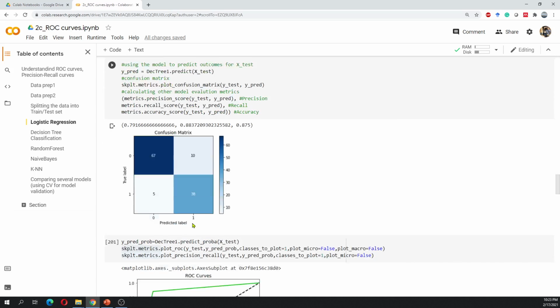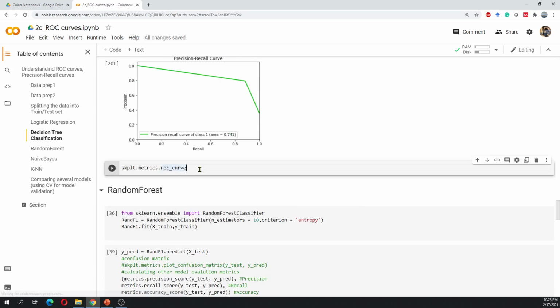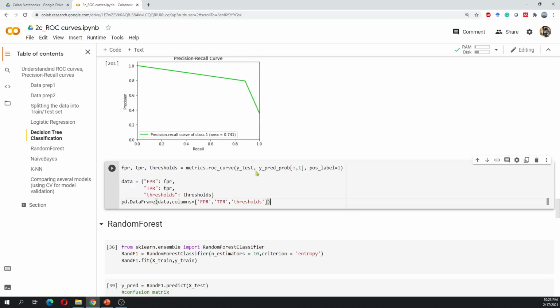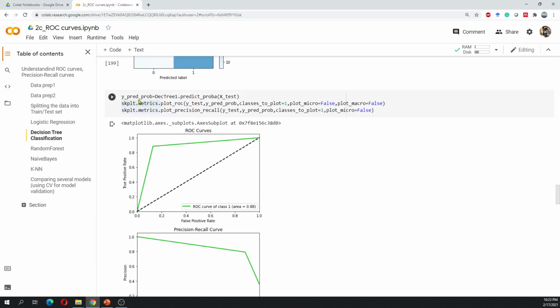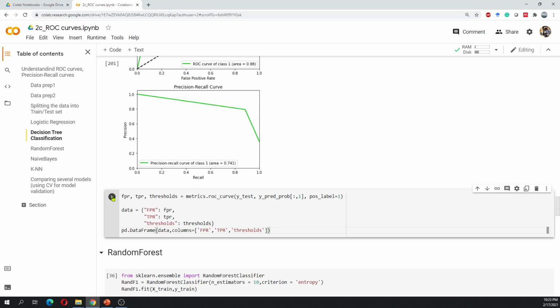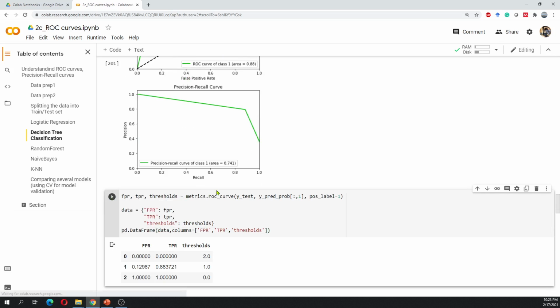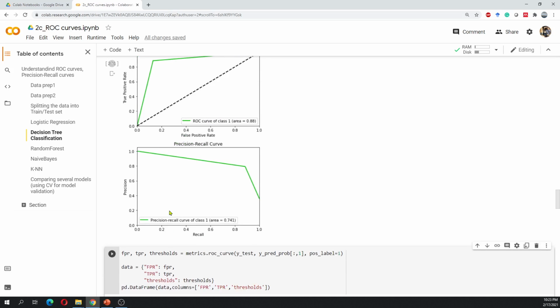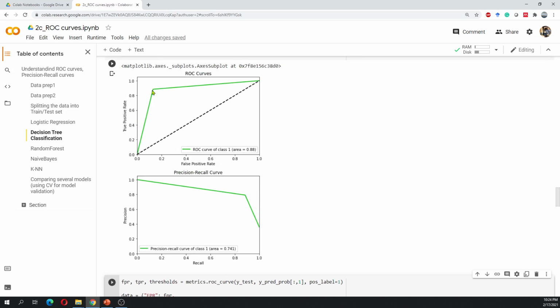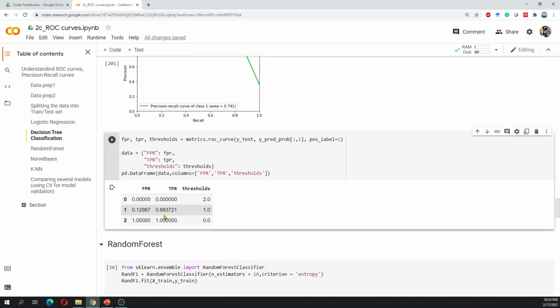Copy this, and then we're going to... y test and y pred prop are now these values. Okay, so let's see what do we get. See, and again the first one is arbitrary, ignore it. So it has only calculated 2 points, so it's only evaluating it at 2 thresholds. And you notice it's a 1 and a 0.